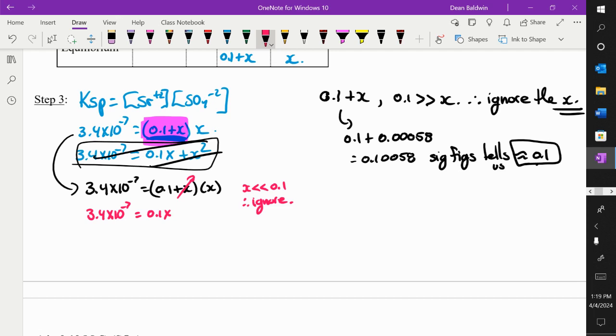So now it's super easy to do. Just divide off the 0.1. And if you divide off the 0.1, you'll get 3.4 times 10 to the minus 6.